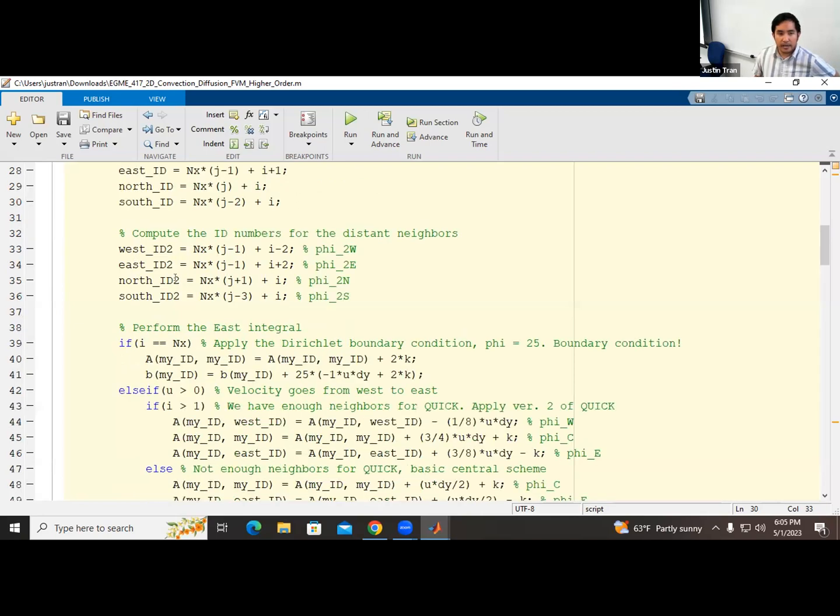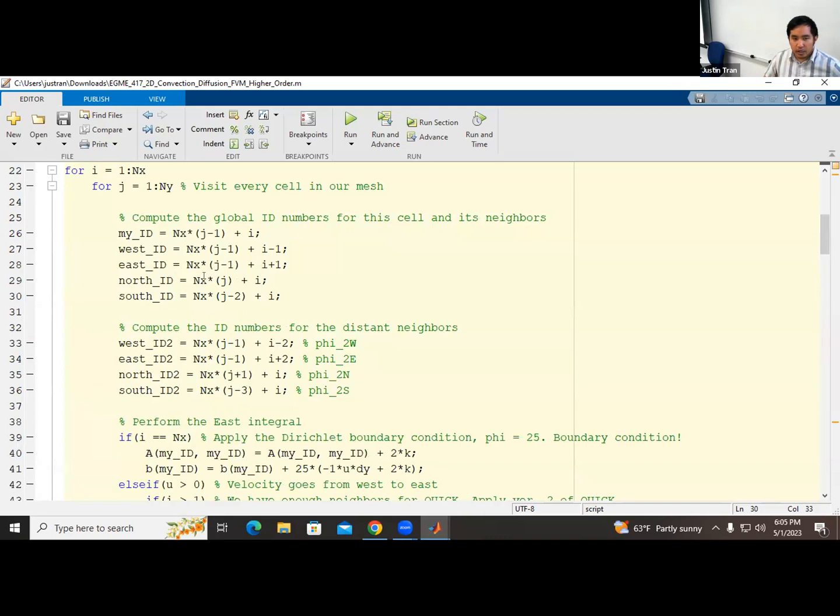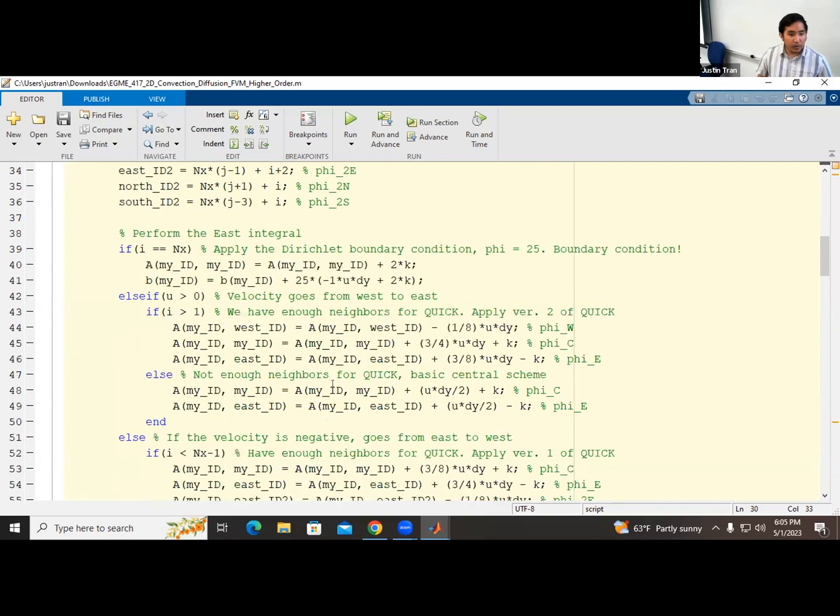But because this is a higher order scheme, we have to compute the further neighbors as well, the distant neighbors. So I call this west ID 2, east ID 2, north 2, and south 2. If you want to link this back to the coefficients in our notes, this is phi 2w, phi 2e, phi 2n, phi 2s. Then we come to the code.